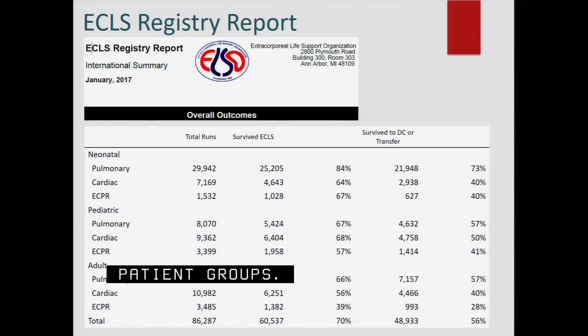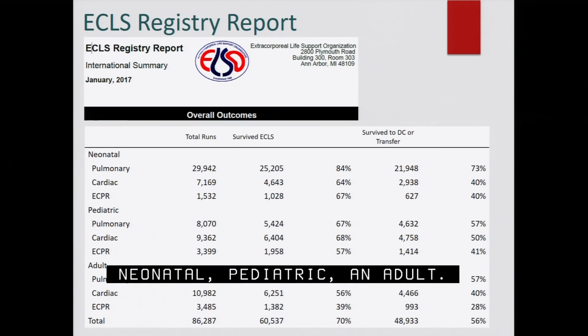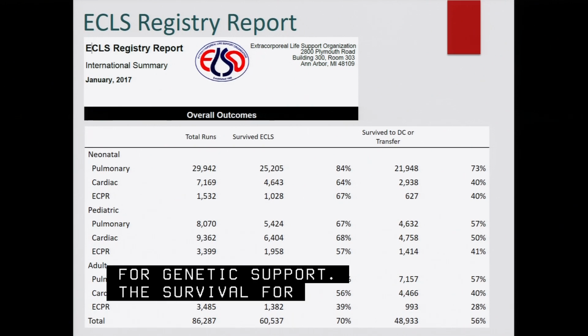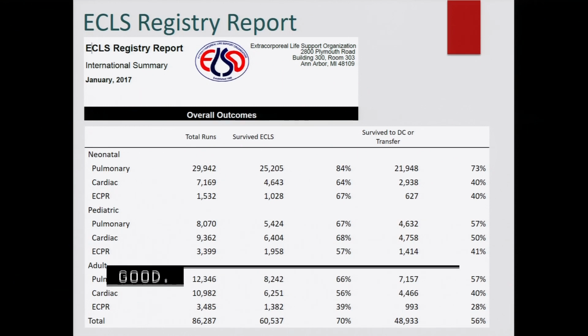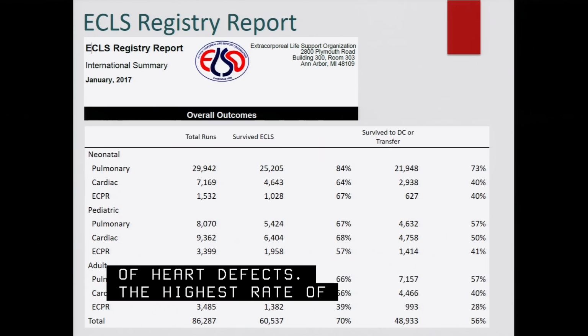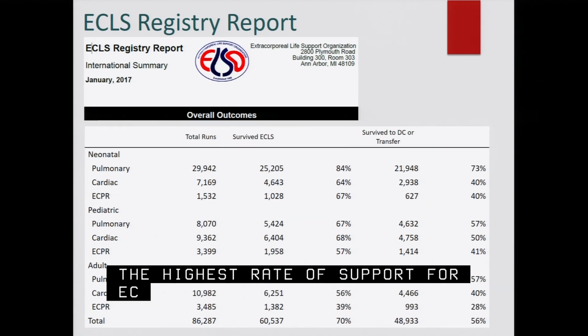These are typically babies born with things like congenital diaphragmatic hernia, where they don't have a diaphragm and one of their lungs doesn't form properly. You can see the survival to discharge or transfer in the far right-hand column is quite good, 73%. Whereas neonates born with a variety of congenital heart defects who are bridged to transplant with ECMO have a much lower survival, about 40%. The highest rate of support for ECPR, extracorporeal cardiopulmonary resuscitation, for patients that have arrest and then are put on ECMO, is seen in this neonatal group, about 40%.